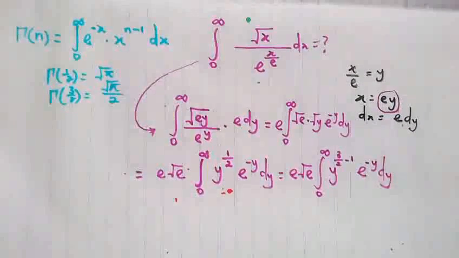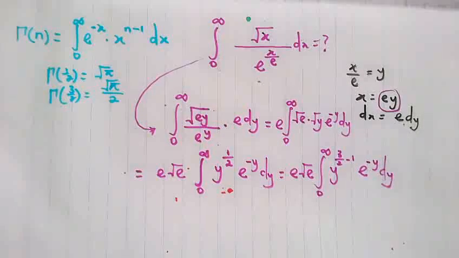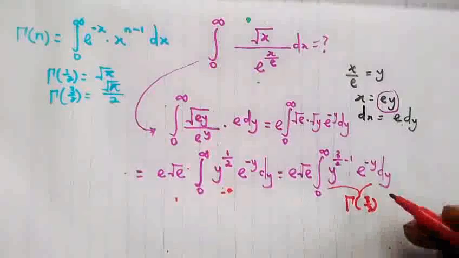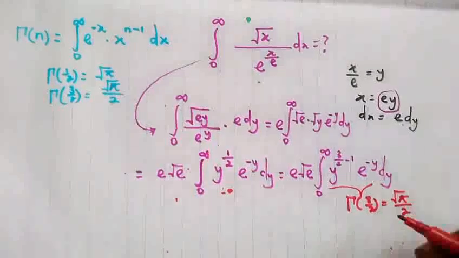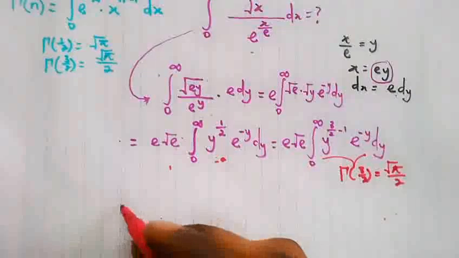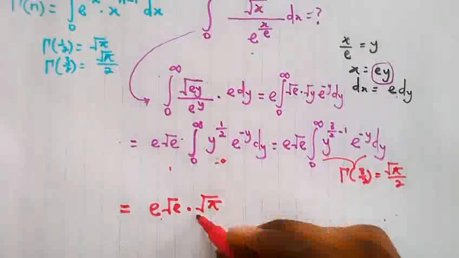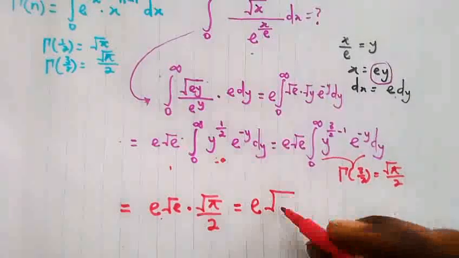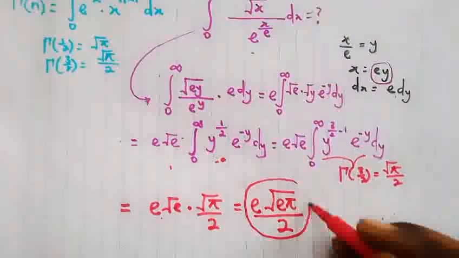We can see that this particular integral is the gamma of 3/2, and this is equal to square root of pi over 2. So the problem is already solved as a square root of a times square root of pi over 2, and this simplifies to a square root of a pi over 2, and this is the right answer to the problem.